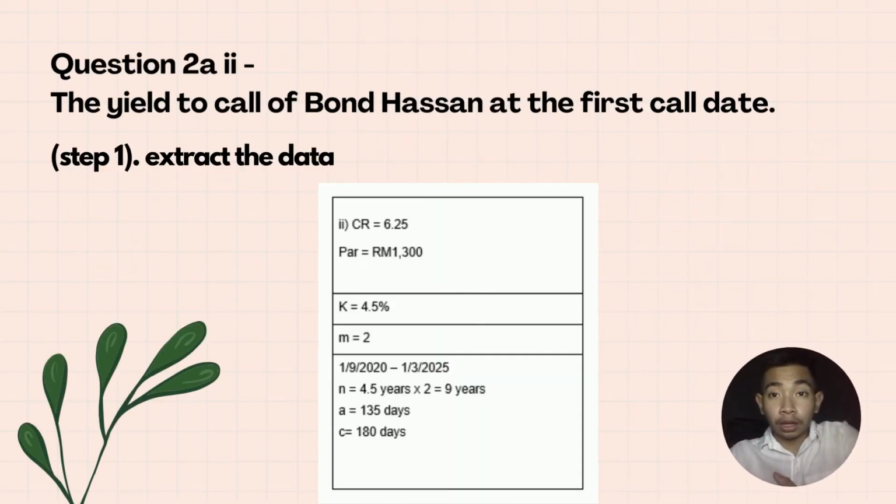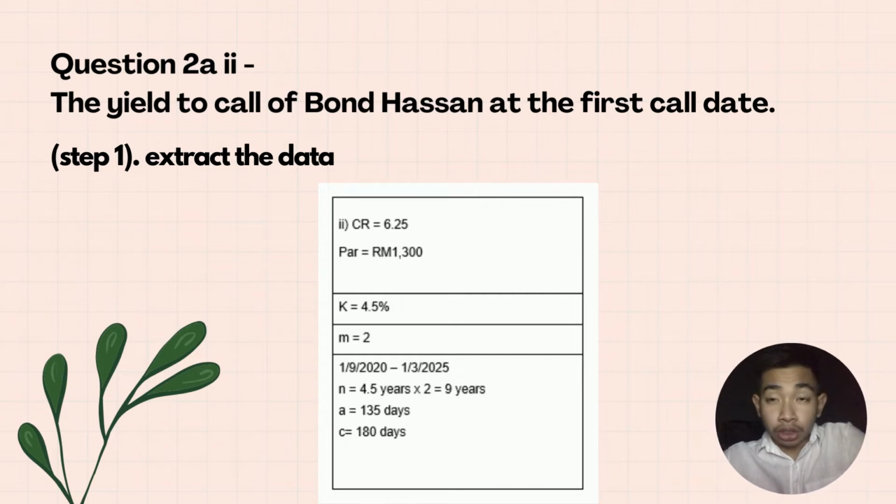Hi, my name is Ilham, and in this part of the video I will be discussing question 2A to Roman, which is the yield to call of bond Hassan at the first call date. For the first step, we need to extract the information or the data from the question.